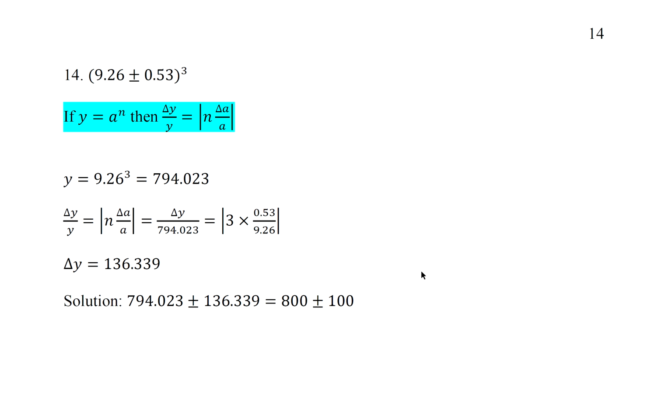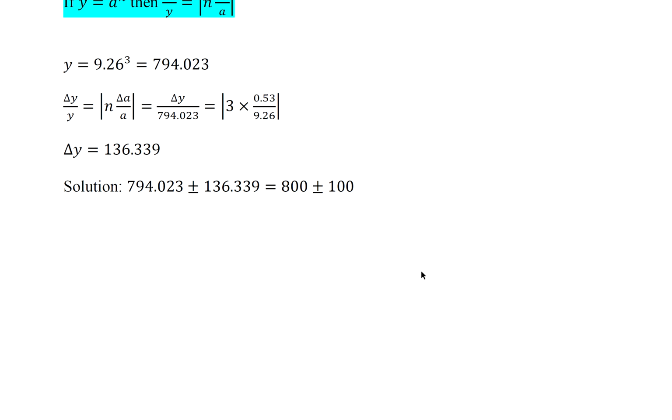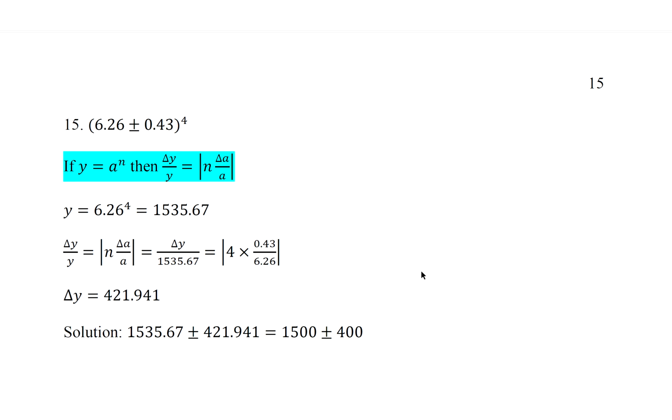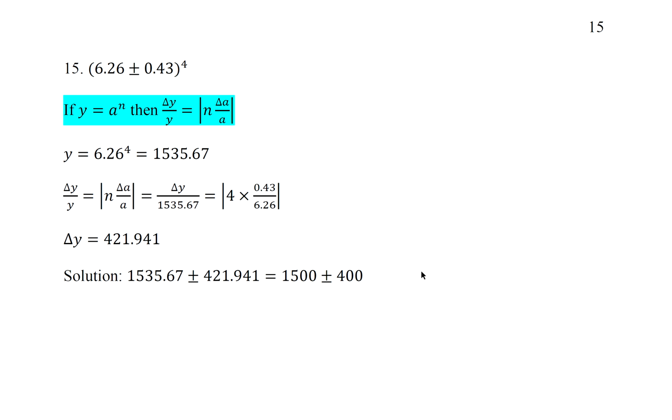So question 14 is very similar to question 12. We're using this equation. Try to understand what's been done here. The uncertainty should be one significant figure. Question 15. We're taking the exponent of an uncertainty. We're using this equation again.